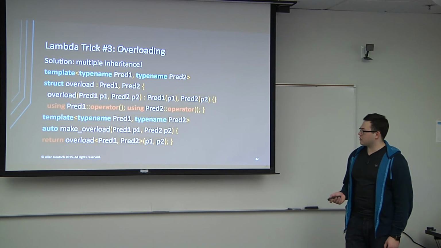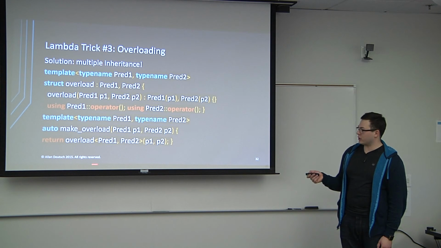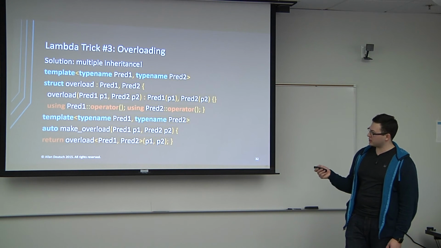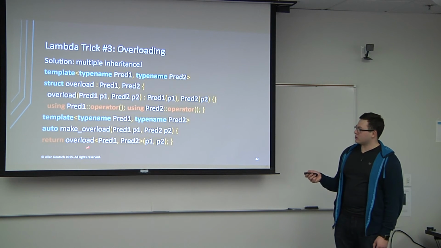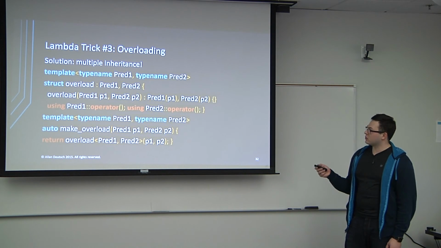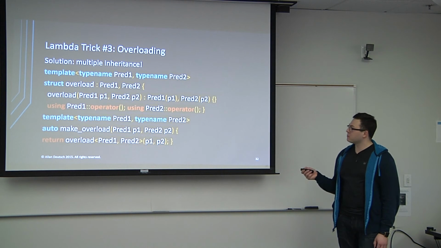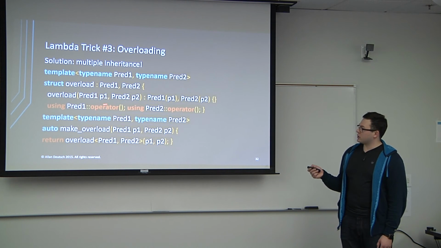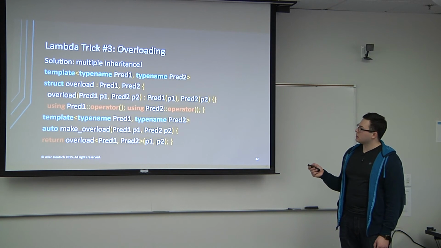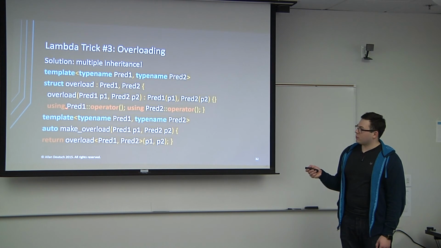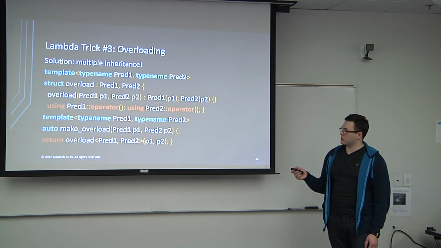So what you do is you have this make overload function that you can call with 2 lambdas. I call them predicate 1 and predicate 2. Those are the template types. And then it constructs an overload object, which is defined up here using them. And what overload does is it stores values of those predicate types, and then it just forwards any operator parentheses usage to your predicates with the using keyword.